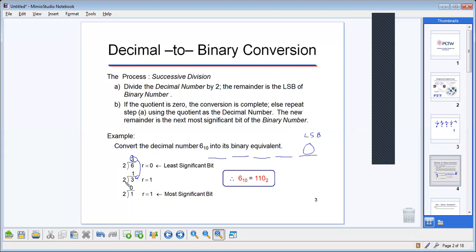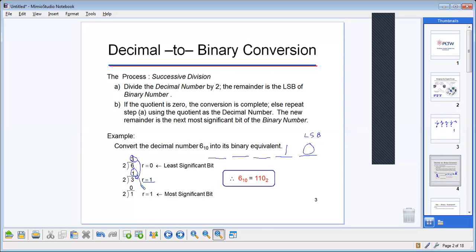So 3 divided by 2, well, 2 goes into 3 one time with remainder 1. So where does that remainder 1 go? It would go in the next bit. See how we're working right to left here? That's why I do not like this method. We take the quotient.